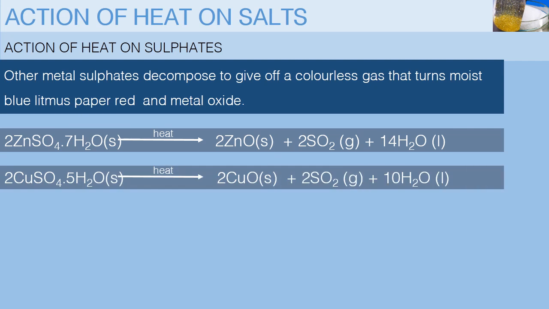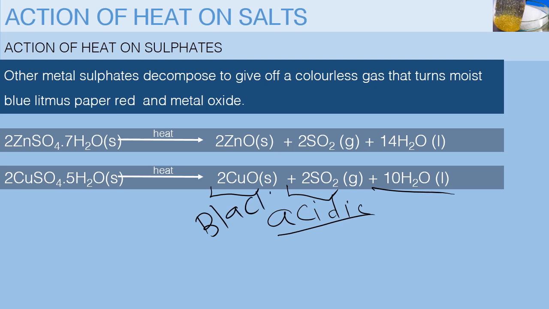Again, hydrated copper 2 sulfate on strong heating will decompose to copper 2 oxide and form sulfur 4 oxide gas. This is the gas that turns moist blue litmus paper red, meaning that it is acidic in nature, and the water of crystallization will be released. Remember, copper 2 oxide is black in color, while hydrated copper 2 sulfate is usually blue.